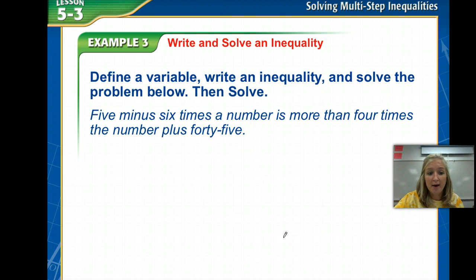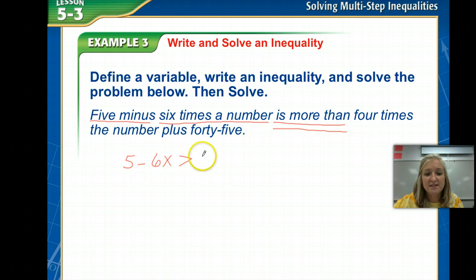So let's try another one. We have 5 minus 6 times a number is more than, is my inequality symbol, 4 times the number plus 45. All right, so I'm going to draw my line.